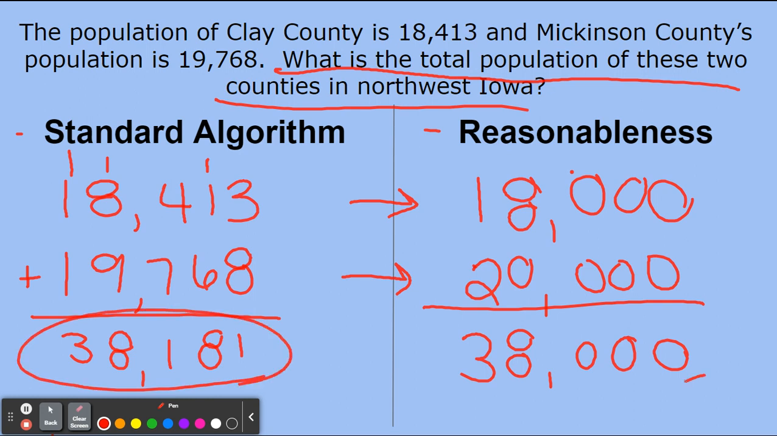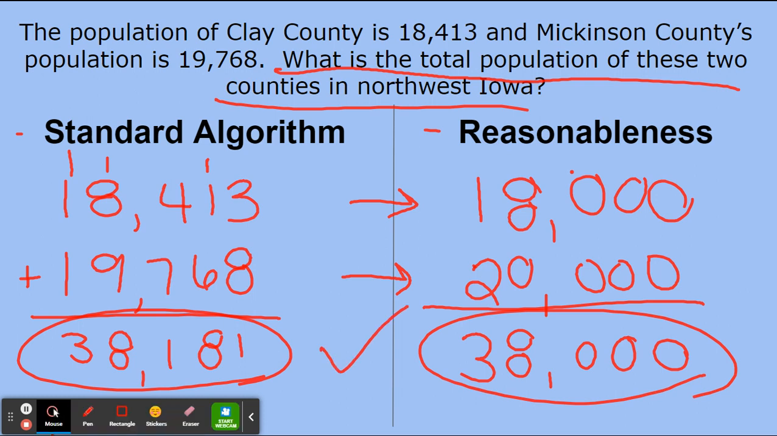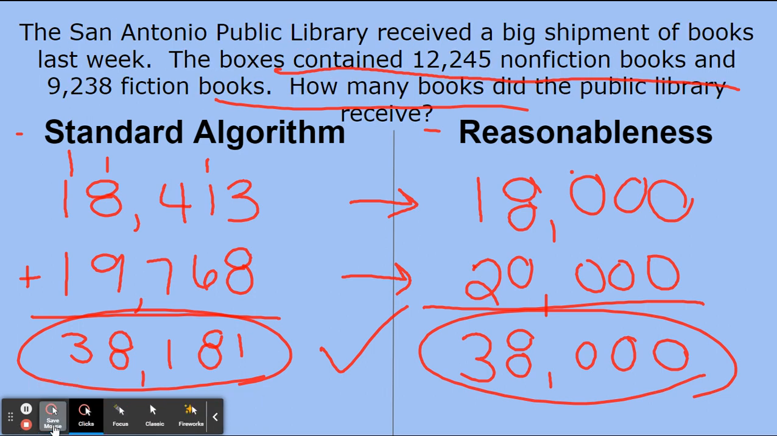And when I checked for reasonableness, I got 38,000, which is very, very close. So this checks out. I'm happy with that. And so I know that I can go back over and check it again. But I know that my answer is reasonable and makes sense. So I'm good with that. All right, let me clear this.